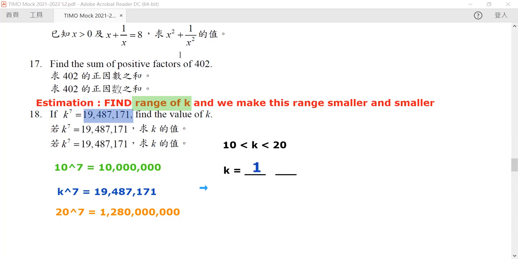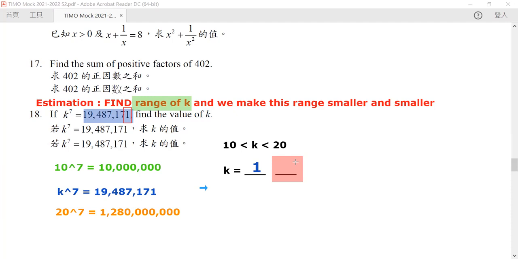So here comes my next question. What is its unit digit? Now here, we are no longer using estimation. Now we want to find out the precise value of it. But how can we find it? We find it by comparing its last digit. You see, here we have a last digit which is equal to 1. So let us find what last digit, if raised to the power of 7, will give us a last digit of 1.